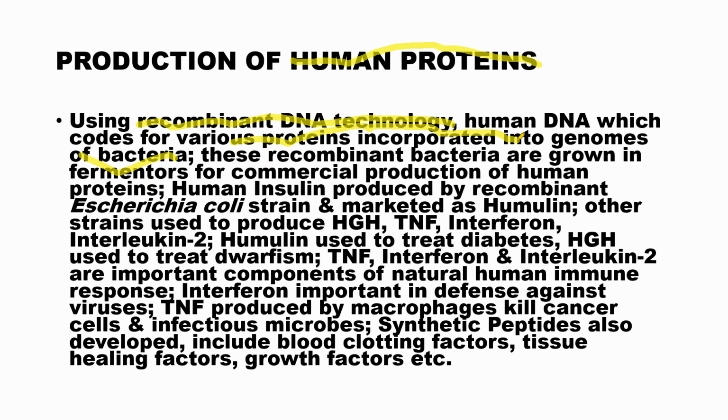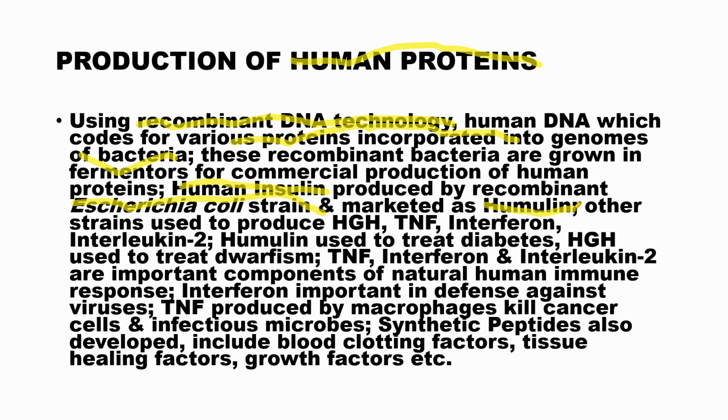Fine. So now these recombinant bacteria are grown in fermenters for commercial production of human protein. Once the recombinant DNA technology has been successful and we have recombinant bacteria with human protein coding genes on the plasmid, we can go for fermentation of these bacteria. We can produce it in large quantity for commercial production of these proteins. Now, what are the proteins? For example, human insulin is produced by a recombinant E. coli strain, human insulin, and marketed as Humulin.